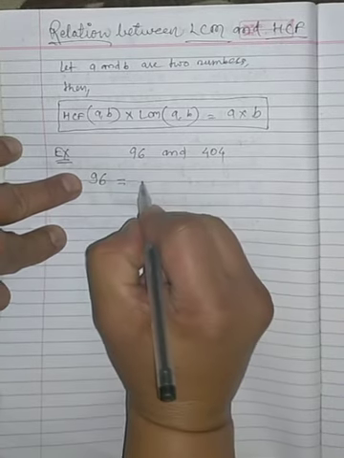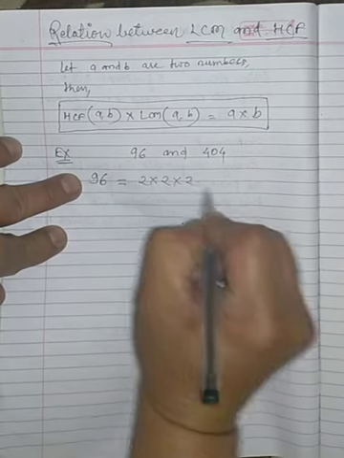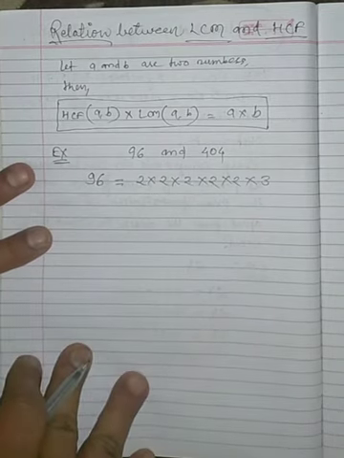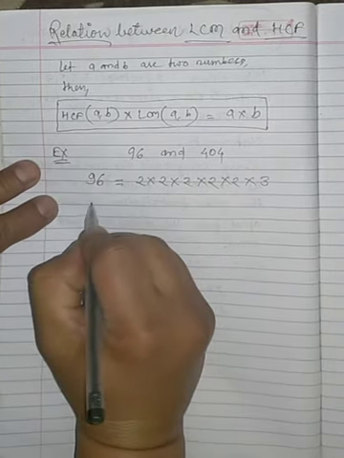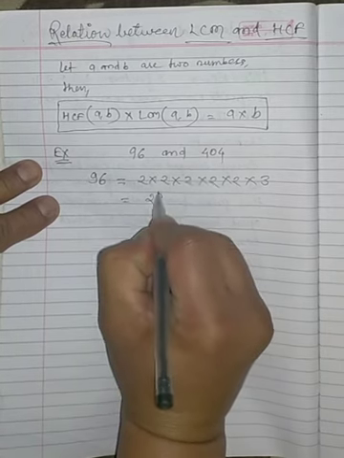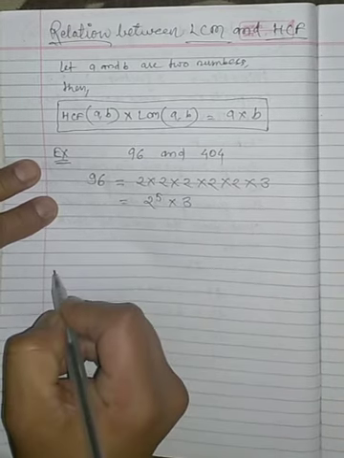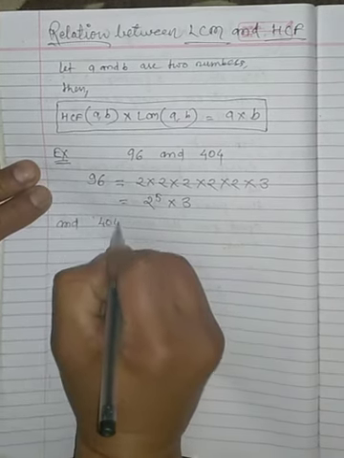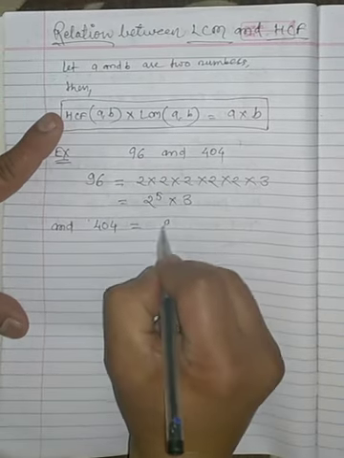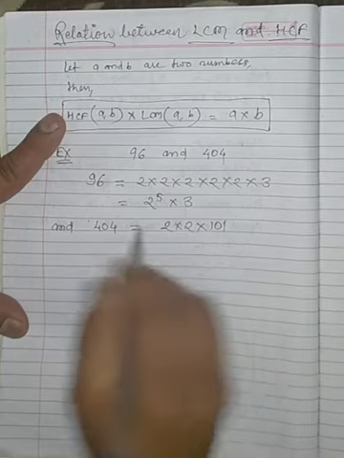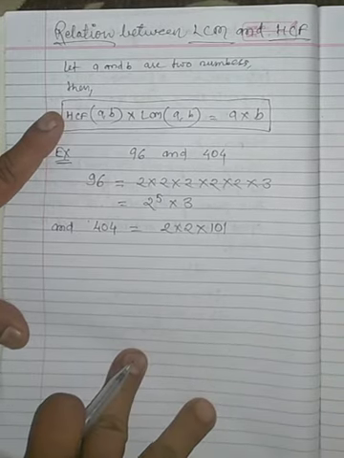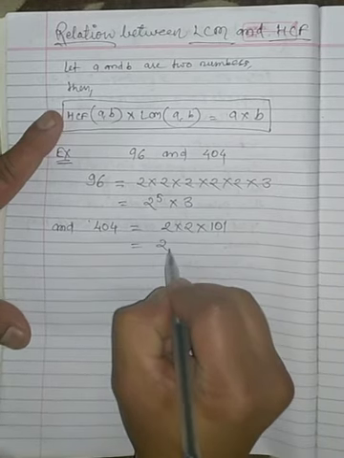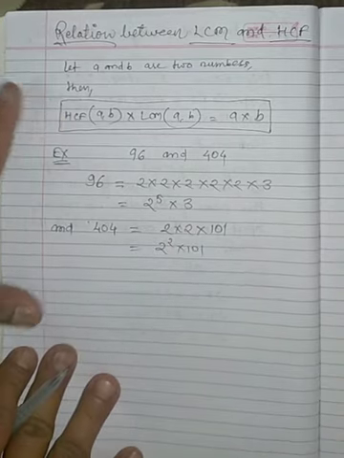So the prime factors of 96 are 2 into 2 into 2 into 2 into 2 into 3, or you can write it as 2 raised to the power 5 into 3. And the prime factors of 404 are 2 into 2 into 101. As 101 is a prime number, it cannot be factorized anymore. So we can write this as 2 square into 101.